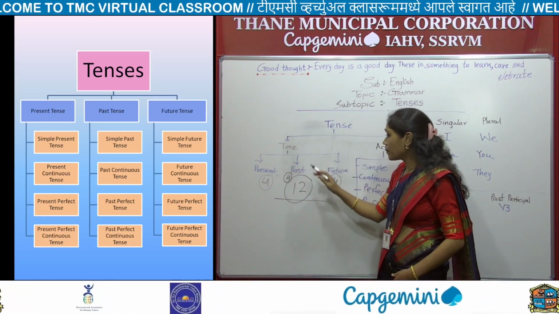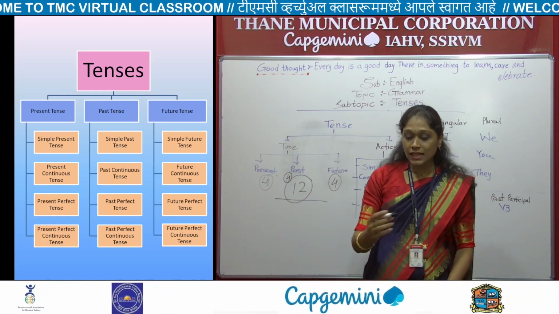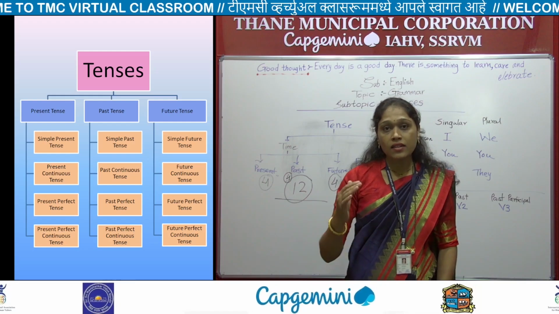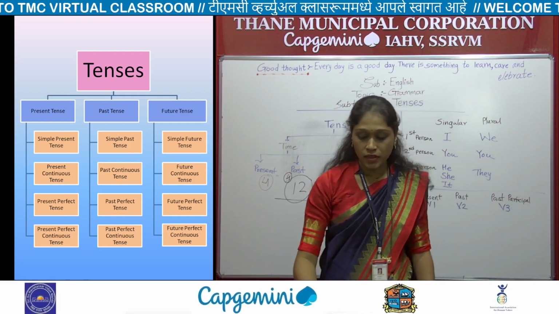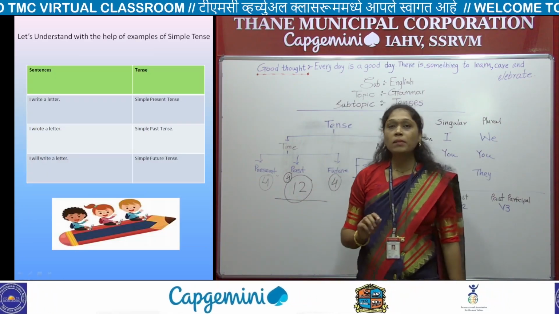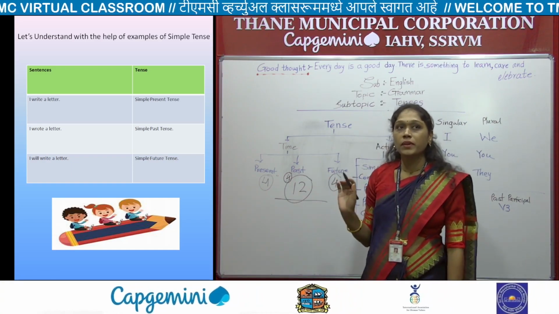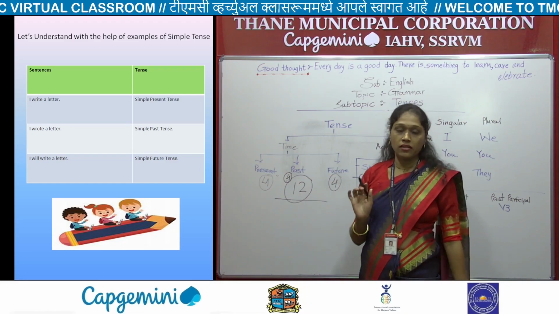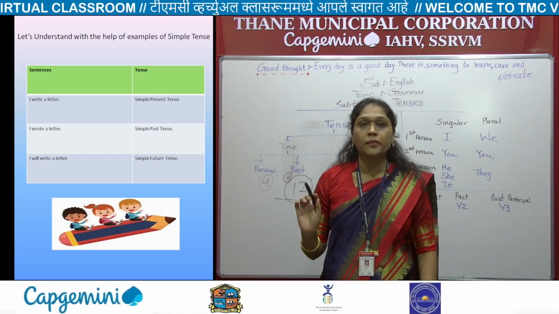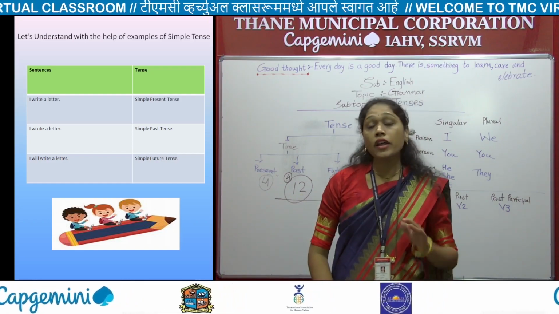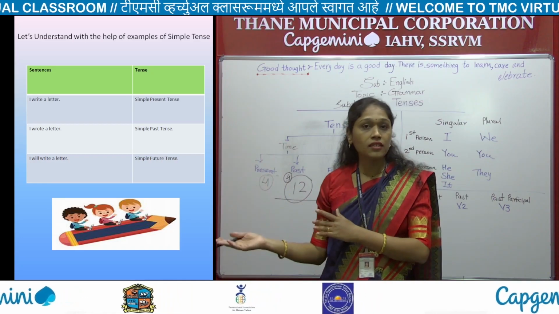अगदी सोप्या पद्धतीने आपल्याला समजलेलं आहे की टेन्सचे 12 प्रकार कसे पडतात. आपण पुढच्या तासाला, पुढच्या लेसन मध्ये सविस्तर या 12 याच्याबद्दल माहिती पाहूयात. आता आपण थोडक्यात उदाहरण पाहूयात. सिंपल टेन्स. Let's understand with some examples. I write a letter. Simple present tense. In simple past tense, I say I wrote a letter. In simple future tense, I say I will write a letter.